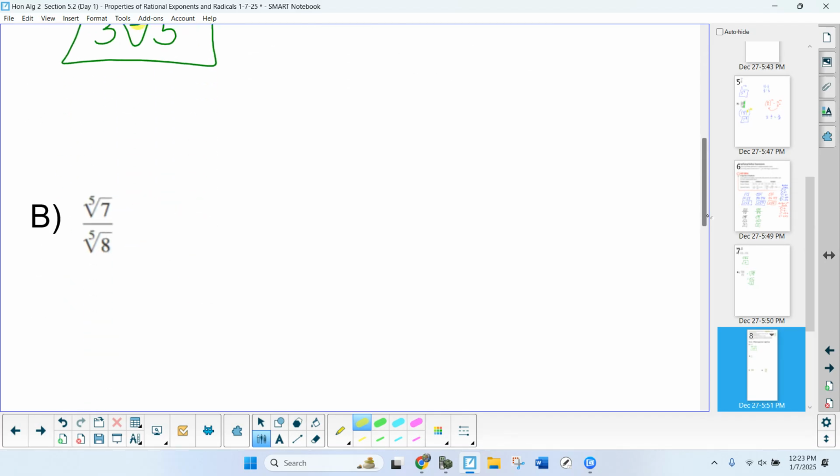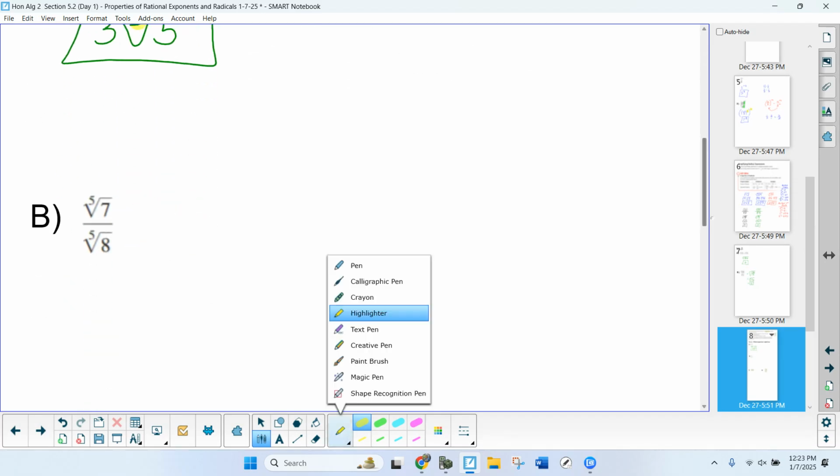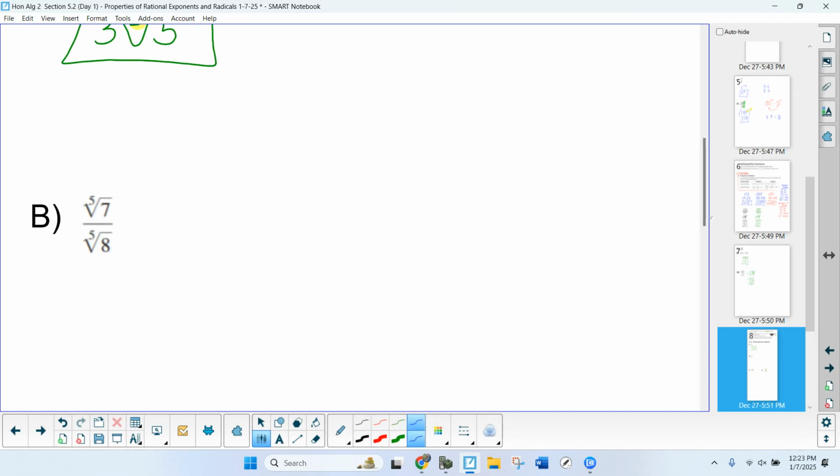All right, this is where it gets a little tricky. So I'm looking at this and saying, okay, I have fifth roots. I see that. But can I divide 7 by 8? No. Now, you cannot just multiply by the fifth root of 8. Because the fifth root of 8 times the fifth root of 8 is the fifth root of 64, and that did not help me. So you have got to think about your perfect fifth roots.